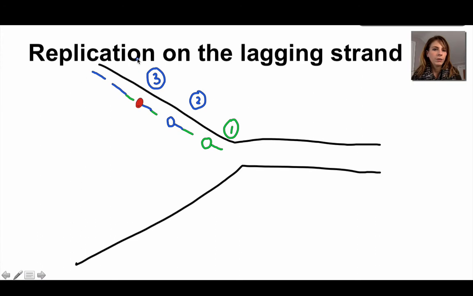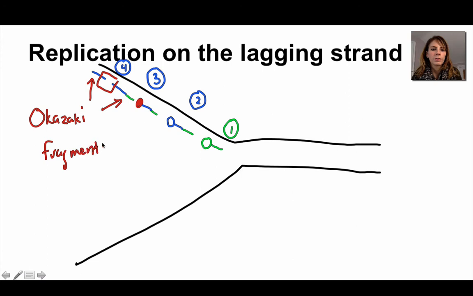So in our final step, ligase needs to seal this gap. So I will represent the ligase with a red square, and the ligase needs to seal these two Okazaki fragments. All right, so that's replication of the lagging strand.